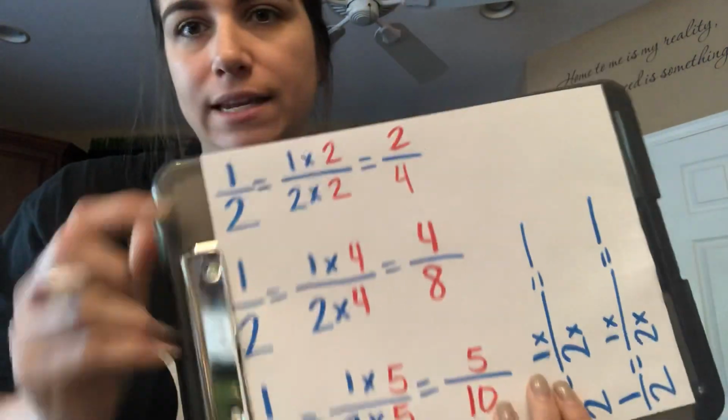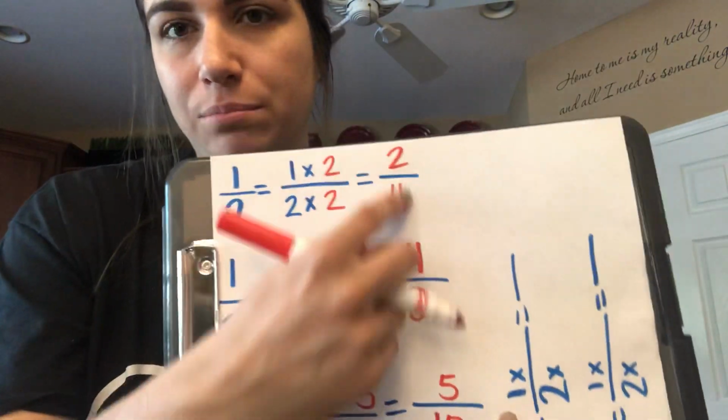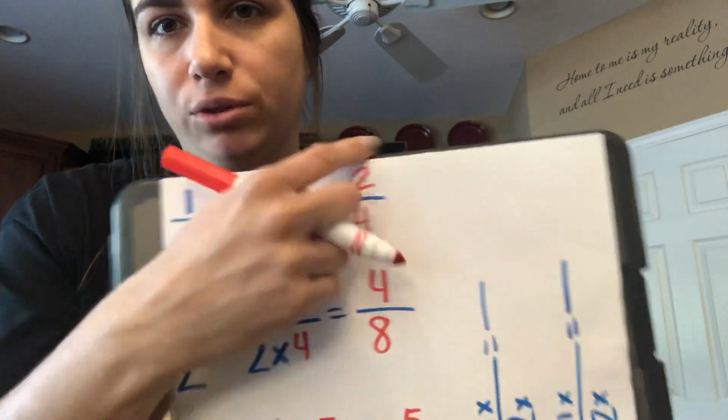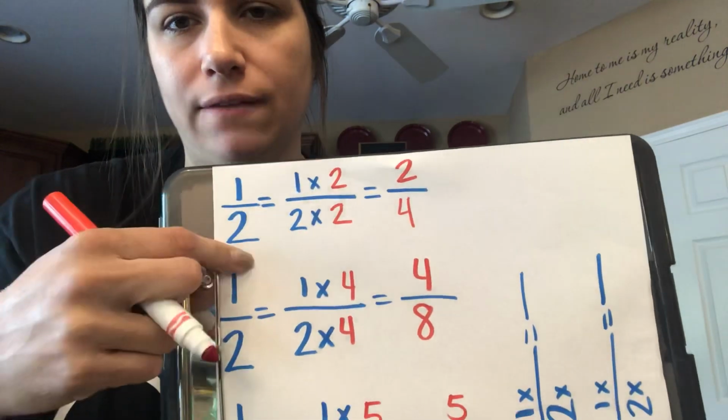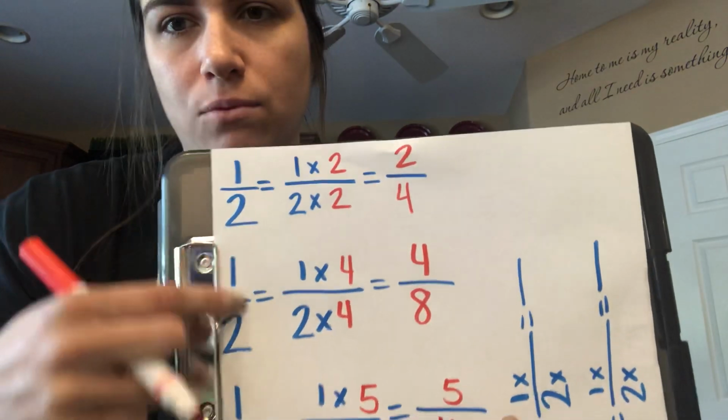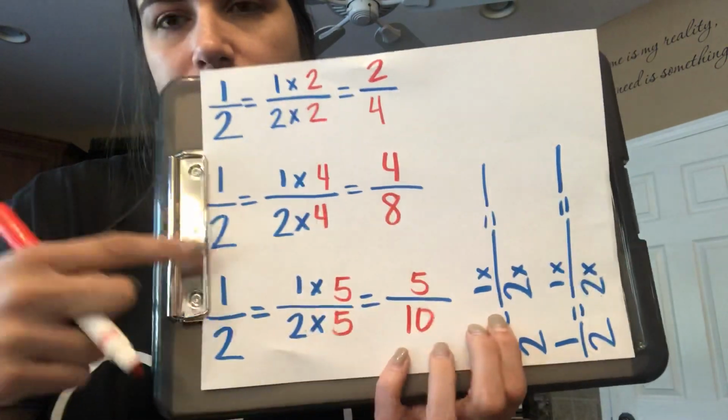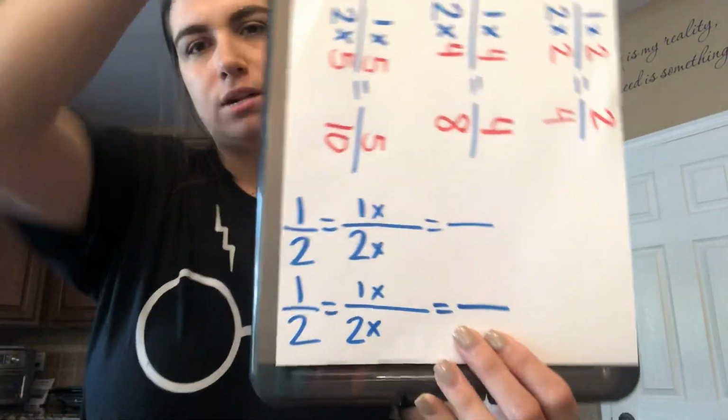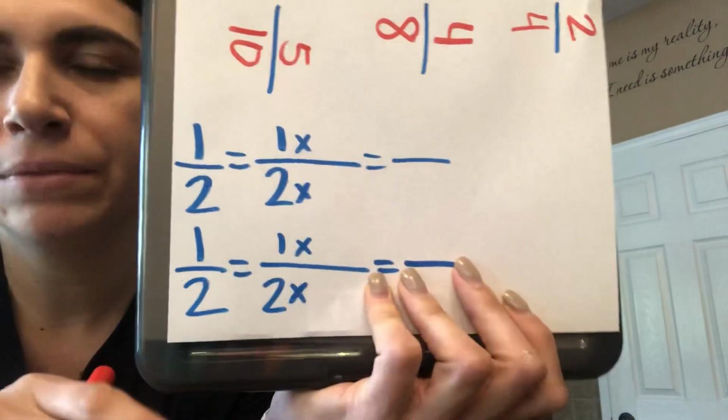Remember to double check that it is 1/2. You can divide the top and the bottom by the same number. So if I divide both of these by 2, I'll get 1/2. If I divide both of these by 4, I'll get 1/2. If I divide both of these by 5, I'll get 1/2. Okay, so now we're gonna do the same thing on the last two.